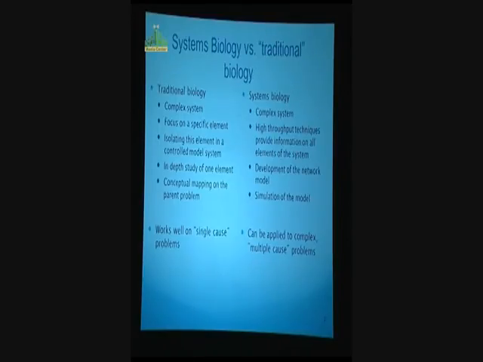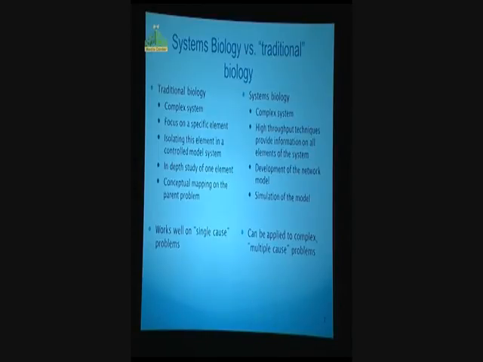In systems biology, we try to approach a complex system in a different way. We use high throughput techniques which provide us information about all elements of the system. Then we try to combine all this information to build a network model, and then we simulate this model to predict something about the system.